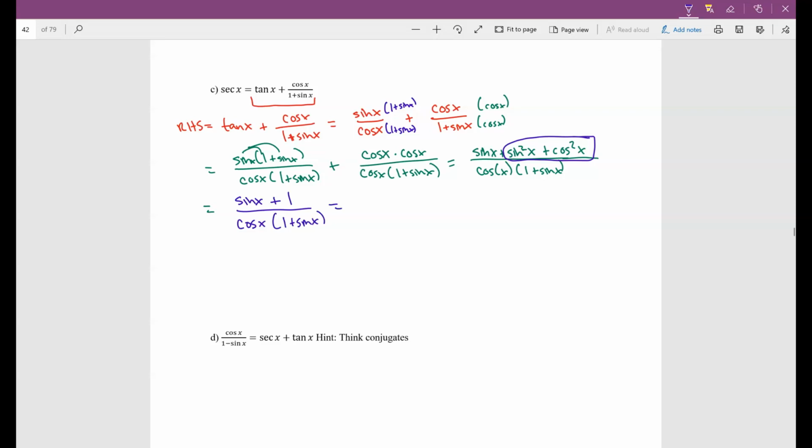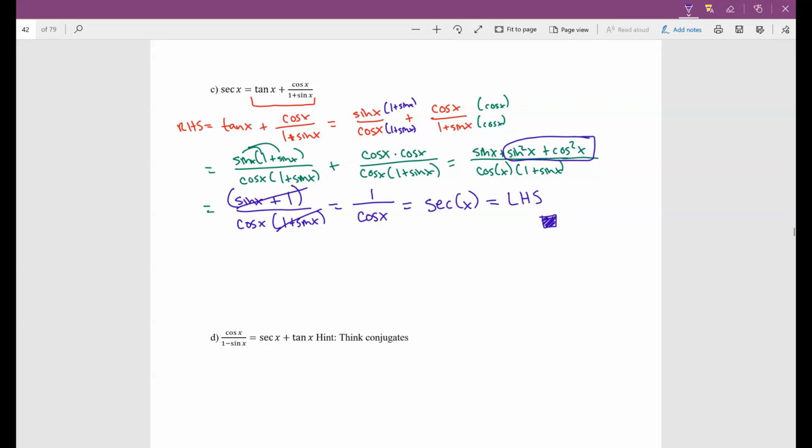Notice that the top and bottom, this factor and this factor, are basically the same. So those you can cancel out. So now I'm just left with a 1 on the top divided by cosine of x. And what is 1 over cosine? 1 over cosine is equal to secant of x. Okay, notice that this is now the left-hand side. Which means that we have now finished this proof.